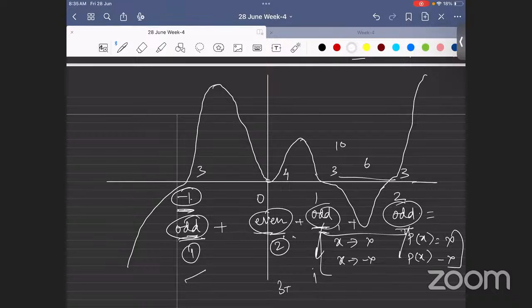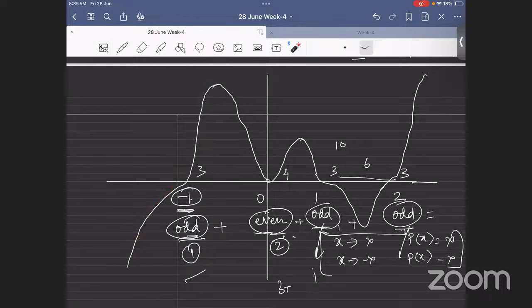Yes, sir. Okay. Now the next question that I can ask you is: what is the number of turning points for this polynomial? Can you tell me the number of turning points? 1, 2, 3, 4. Four. Correct.